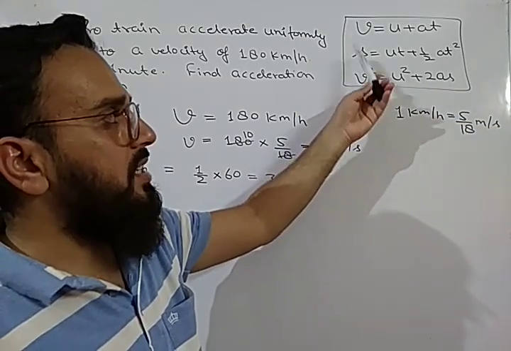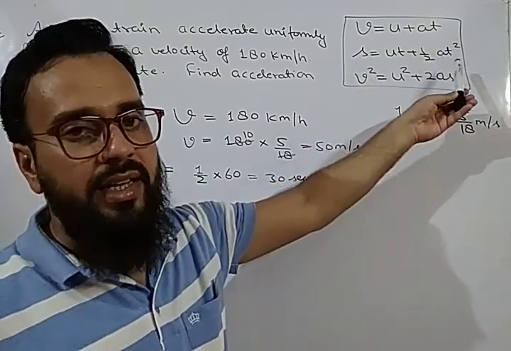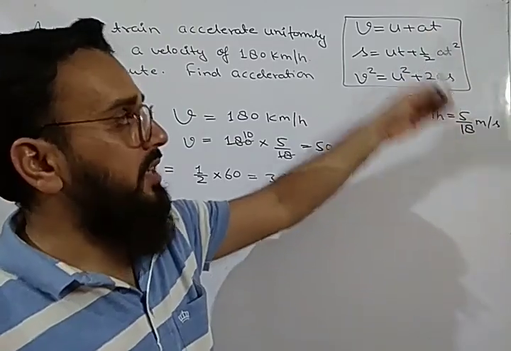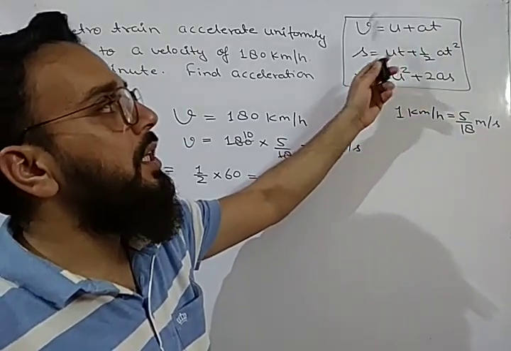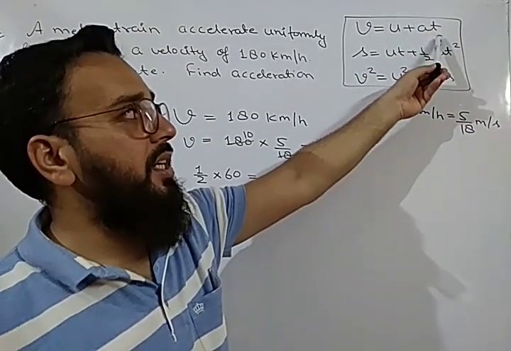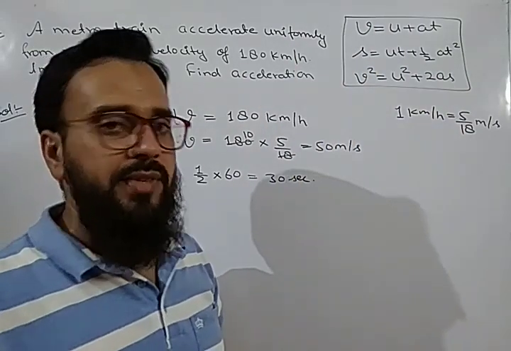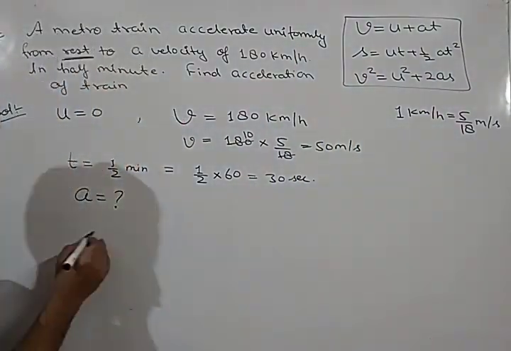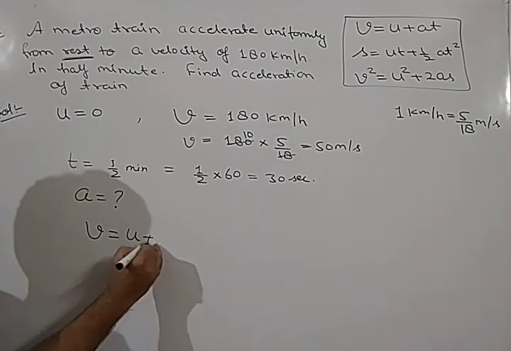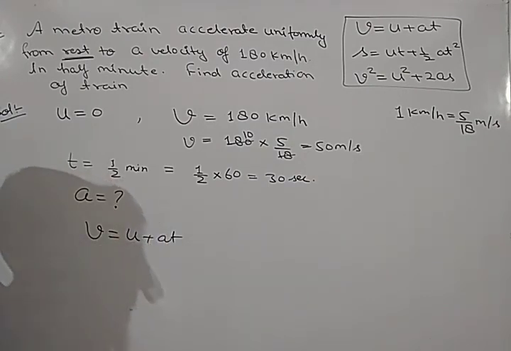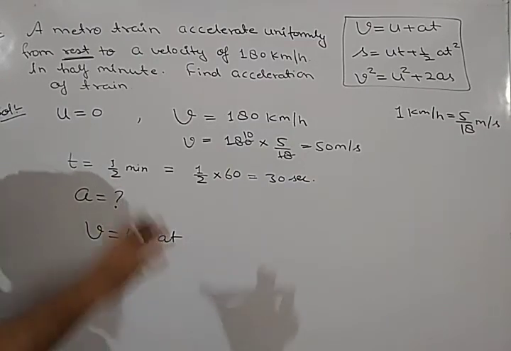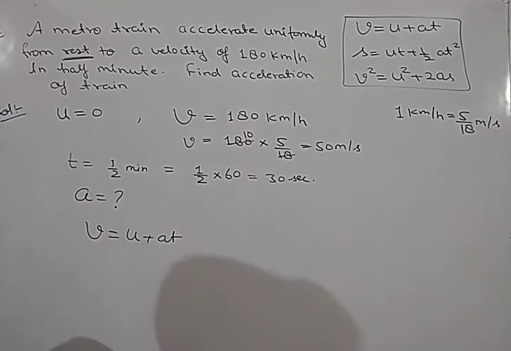In the second equation, s is not given, a is not given, again we cannot solve it by equation 2. But in the first equation, we have given v, we have given u, we have given t, and we have to find a. It means we can apply the first equation. So we will use the first equation of motion, v is equal to u plus at. So you will write here, using first equation of motion, v is equal to u plus at.